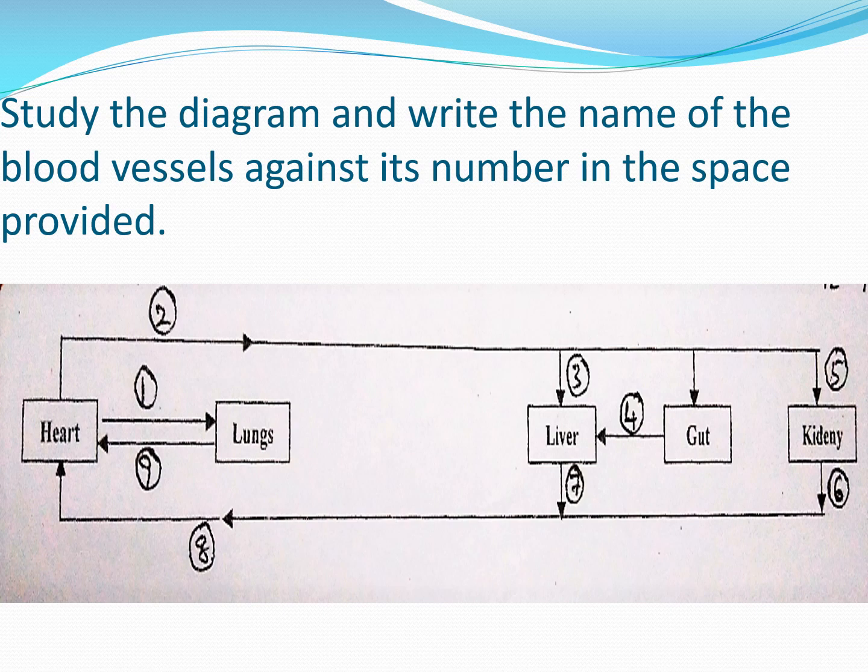Third one is hepatic artery, that is going to liver. Fourth one is hepatic portal vein, which is present between gut and liver. Fifth one is renal artery, which is coming to kidney. Sixth one is renal vein, which is coming out of kidney. Seventh one is hepatic vein, which is coming out of liver. Eighth one is inferior vena cava or posterior vena cava, which is going to heart from lower body parts. Ninth one is pulmonary vein, which is coming from lungs to heart.